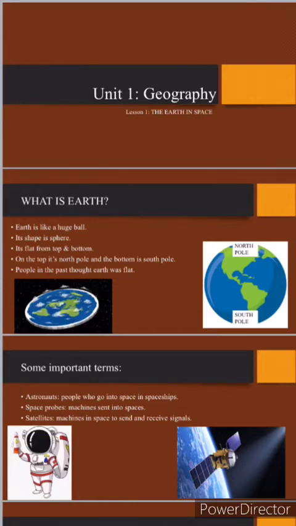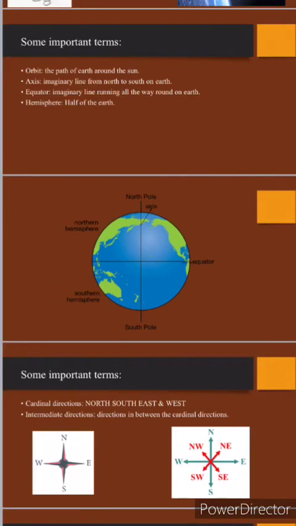The next term is orbit, which is the path of Earth around the Sun. The second term is axis. It is the imaginary line running from north to south on Earth. Another term is equator. It is another imaginary line running all the way around from east to west on the Earth.